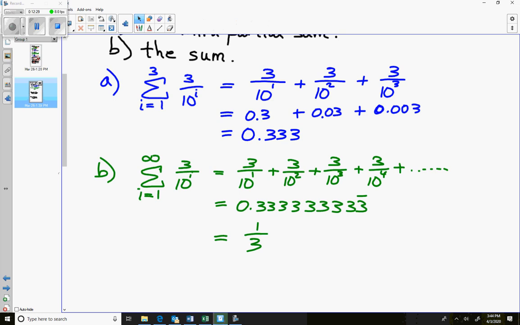Now, you're probably asking, how is that possible? Well, it's because what we were adding was a number smaller than 1 that kept getting smaller and smaller and smaller. If I was adding 5 each time, plus 5, plus 5, plus 5, it's going to just keep getting bigger and bigger and go to infinity. And we're not going to get a sum for that. But we did in this case.